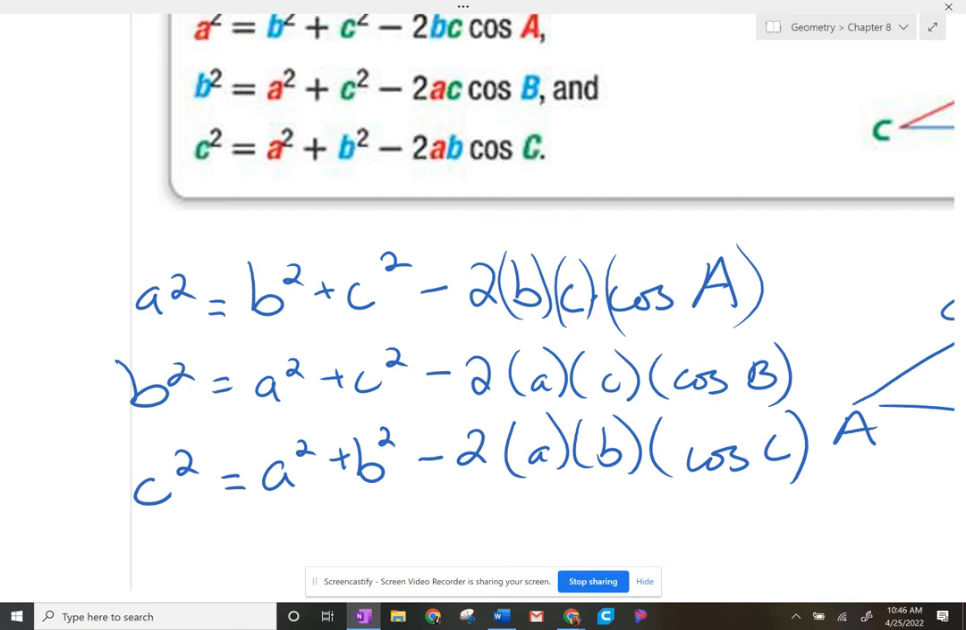Okay? So it's going to be side a squared equals b squared plus c squared minus 2bc cosine of A. I know it's a lot of stuff. You're trying to find, this is like your missing side. So if you're missing side A, side B, or side C, you'll use the other two sides, and then you'll be able to multiply it by the cosine of whatever the opposite angle is going to be.